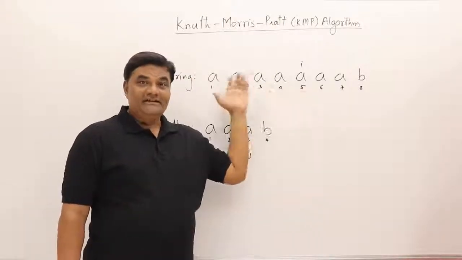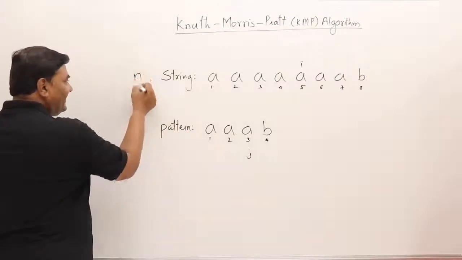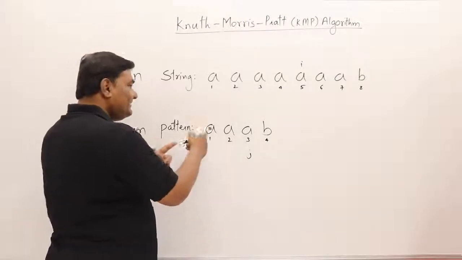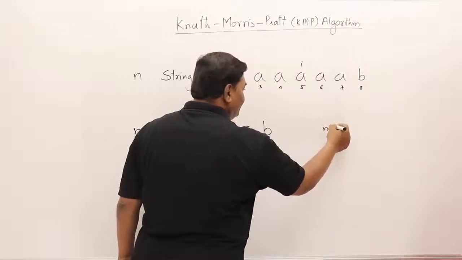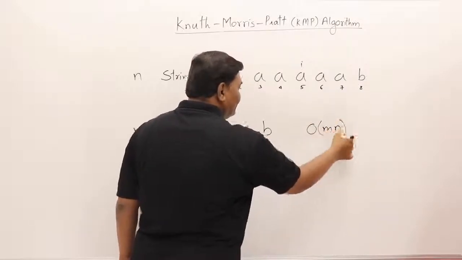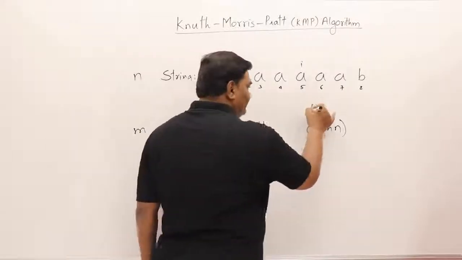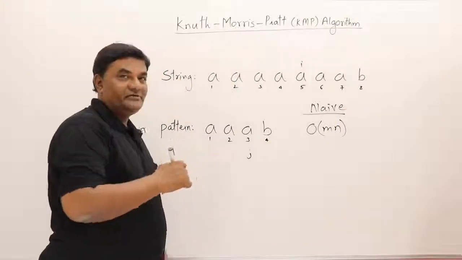As this is backtracking i, what is the maximum time it is taking? If the size of the string is n and the size of the pattern is m, then almost this pattern is repeatedly compared in the string and this will be m into n, order of mn time. So this is the time taken by the basic algorithm or naive algorithm. Basic algorithm takes order of mn time.